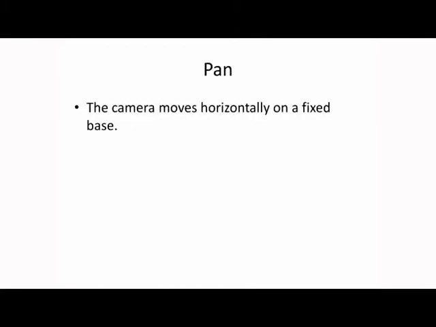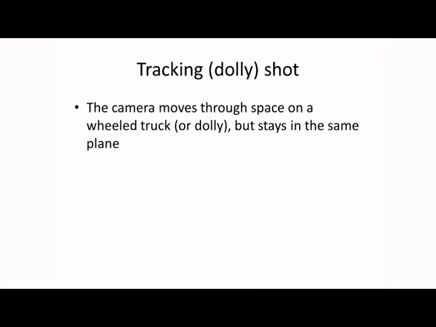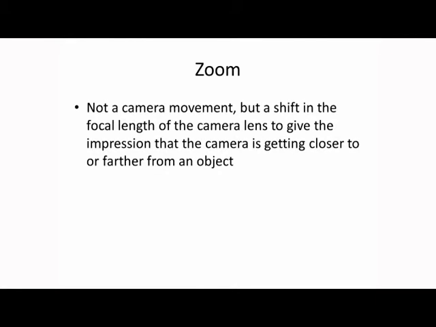Camera movement. Pan. The camera moves horizontally on a fixed base. Tilt. The camera points up or down from a fixed base. Tracking dolly shot. The camera moves through space on a wheeled truck or dolly, but stays in the same plane. Boom. The camera moves up or down through space. Zoom. Not a camera movement, but a shift in the focal length of the camera lens to give the impression that the camera is getting closer to or farther from an object.